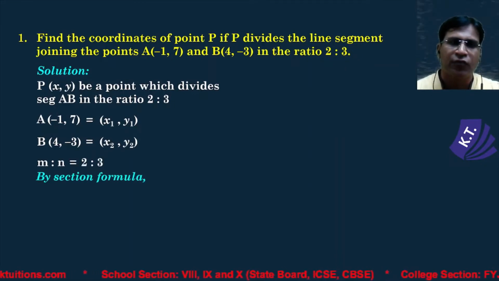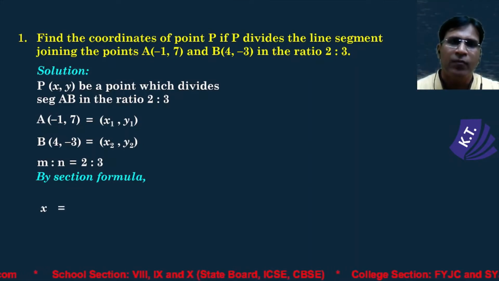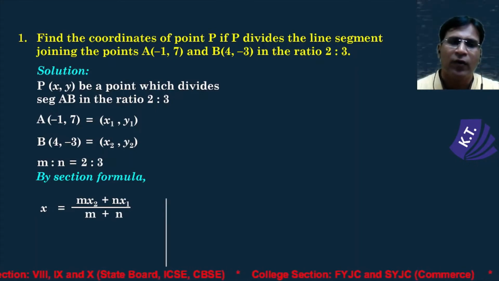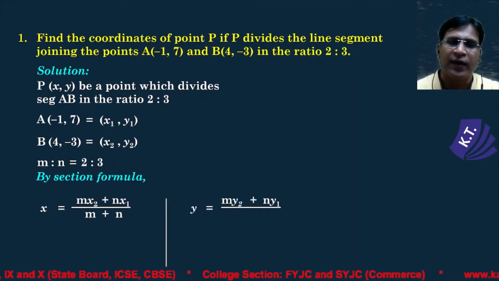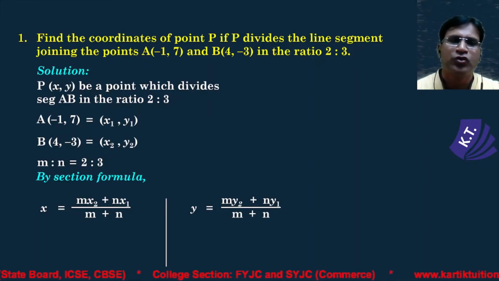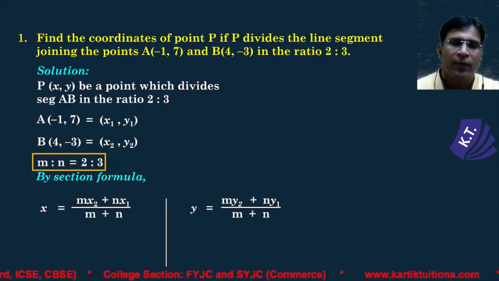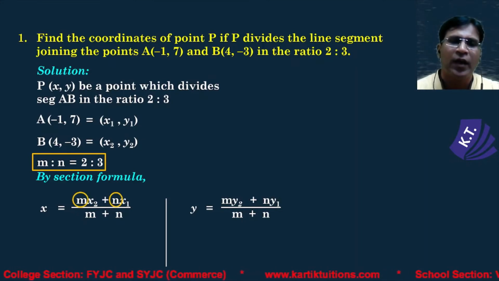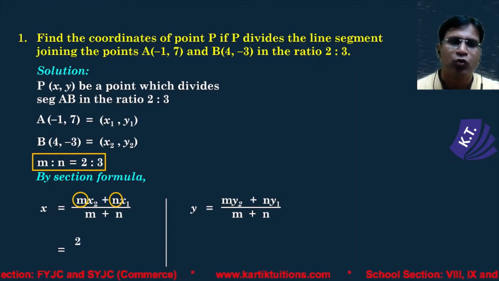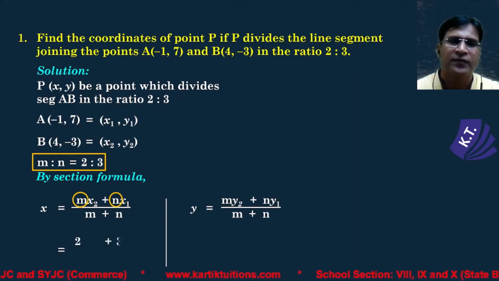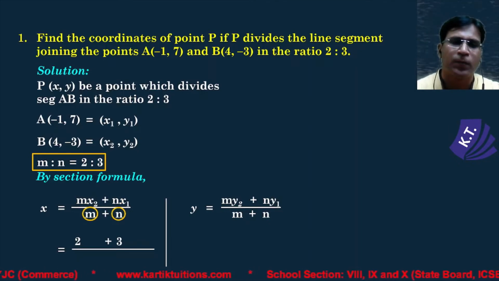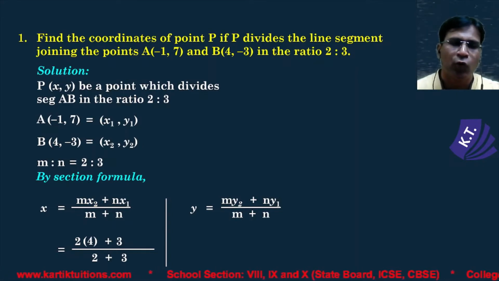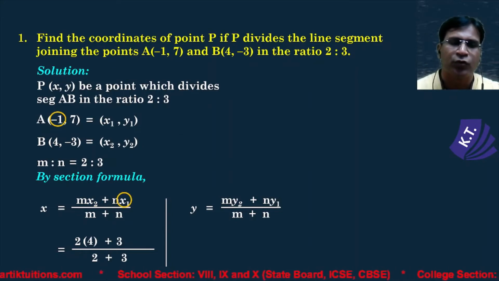Now first we'll go for the section formula where x equals mx2 plus nx1 upon m plus n. Same way, the y coordinate is my2 plus ny1 upon m plus n. Now you just have to substitute the values. What are the values of m:n? 2:3. So first write those values in the formula. So it becomes 2, then leave some space, plus 3 upon m plus n, that is 2 plus 3. Same way, do it for the y coordinate also. Now here, our x2 is 4, so 2 into 4, plus our x1 is -1, so 3 into -1.